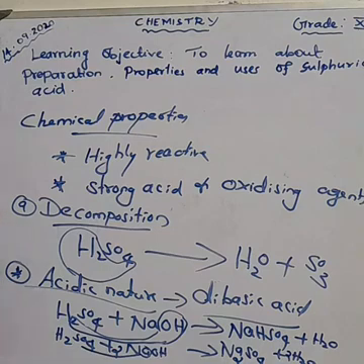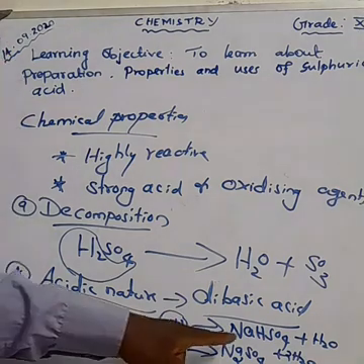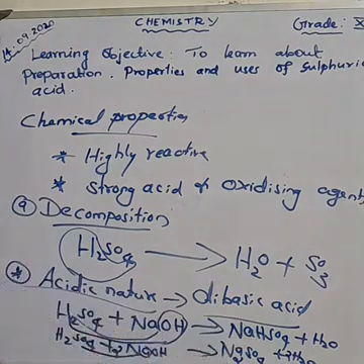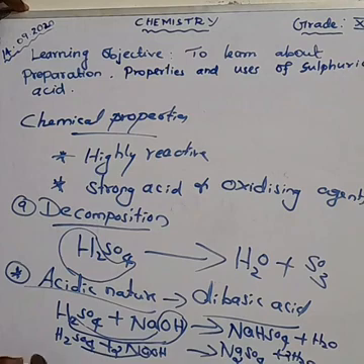Sulfuric acid on reacting with the base, the alkali sodium hydroxide, gives two types of salt. One is sodium bisulfate, formula NaHSO4, and the other is sodium sulfate, Na2SO4. And one more example: those who are willing can write this one. Sulfuric acid reacts with ammonia. What is the formula for ammonia?